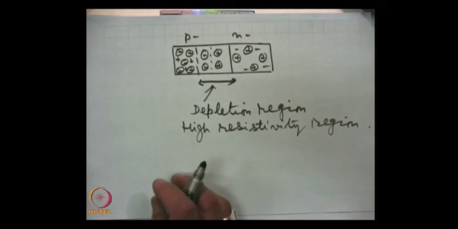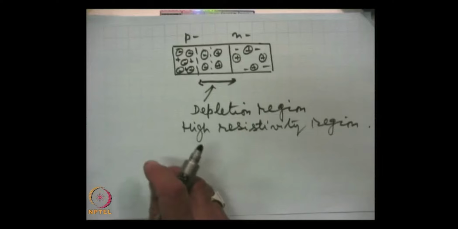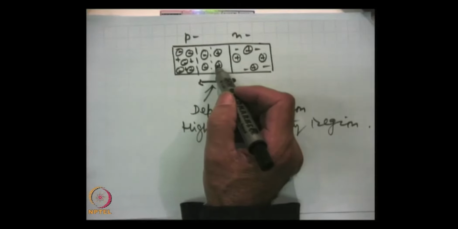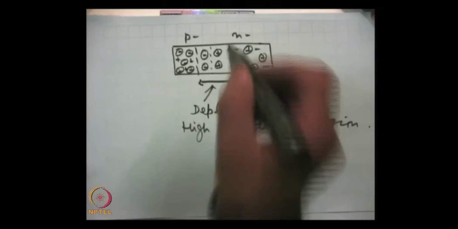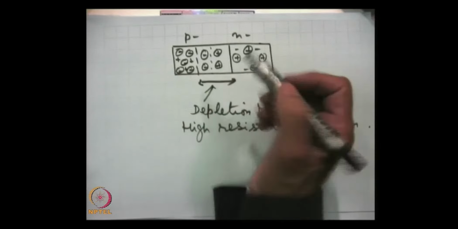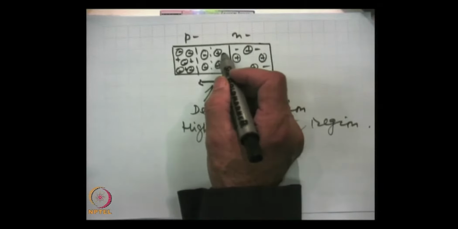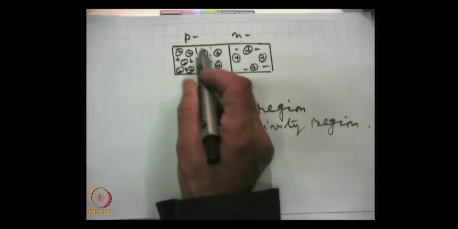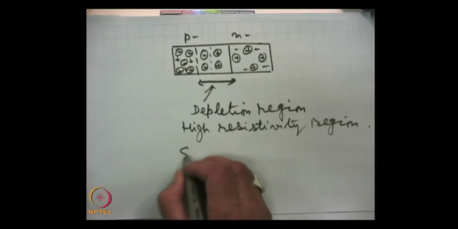High resistivity region. Why high resistivity? Because resistivity of any material depends on the density of mobile charges. Now, here there are no mobile charges, only static charges. On the n side of this artificially drawn metallurgical junction, there is a net positive charge. On the other side, towards the left here, is the p region. So, this is a depletion region, a space charge region.